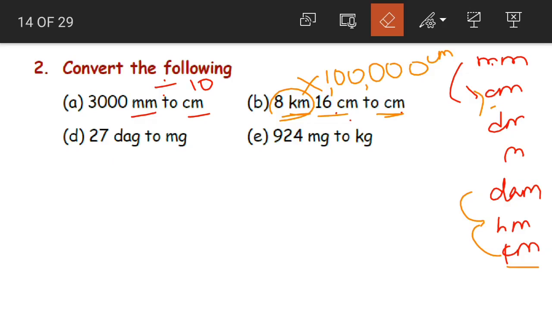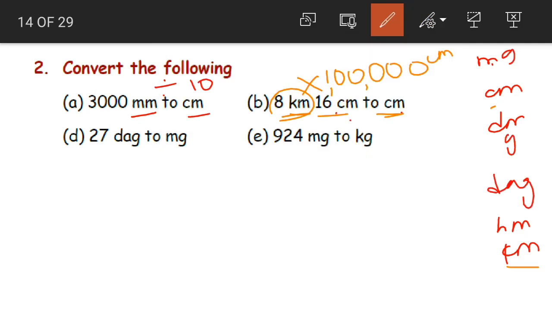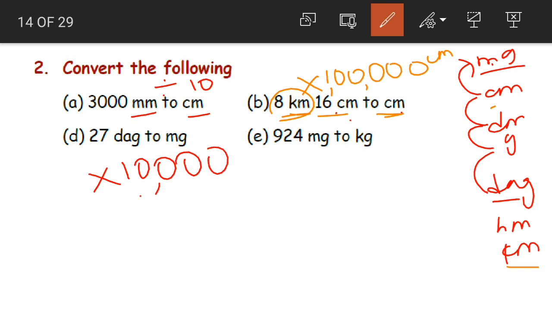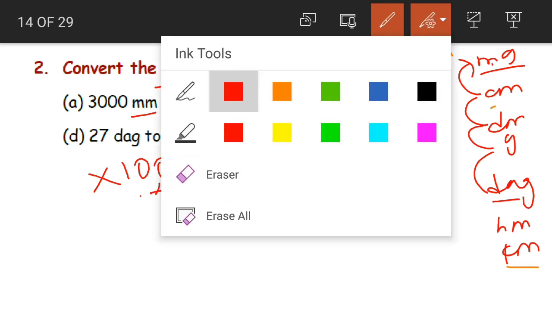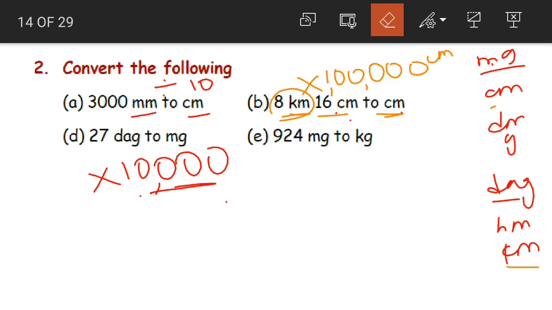Now coming to the next one, decagrams to milligrams. We'll write that as grams here. That's all right. Be it grams or milligrams or anything, the hierarchy is same. Decagrams to milligrams is higher to lower, so we need to multiply. By how much should we multiply? 1, 2, 3, 4. 4 jumps are needed, so we need to multiply by 10,000. After 1, 4 zeros.